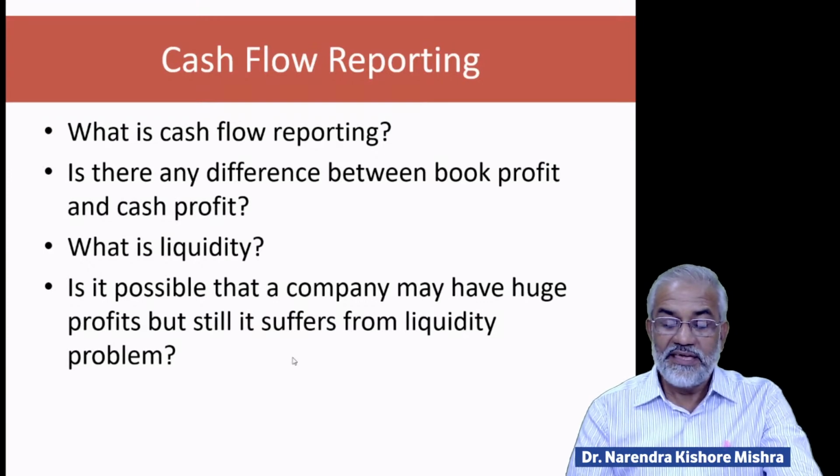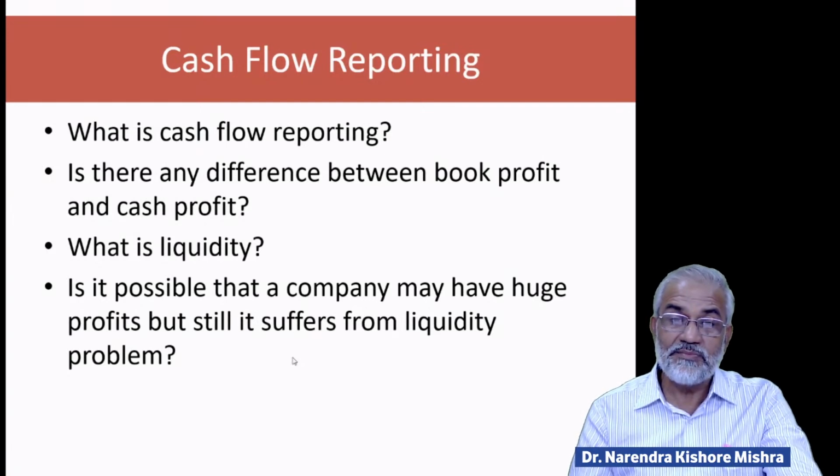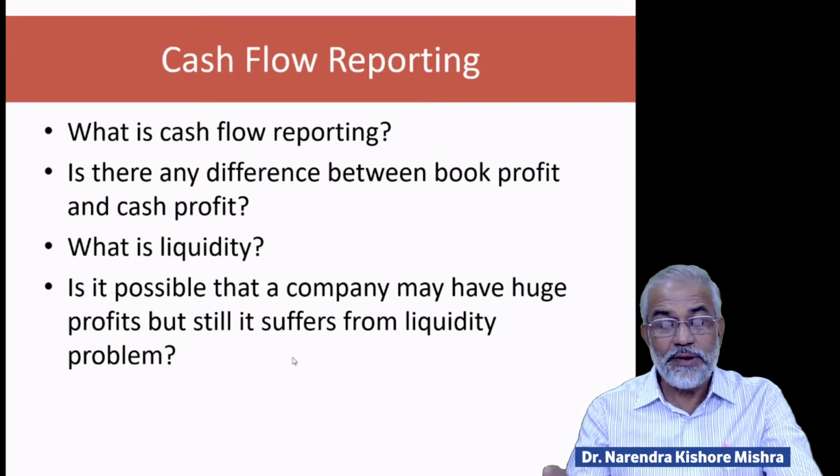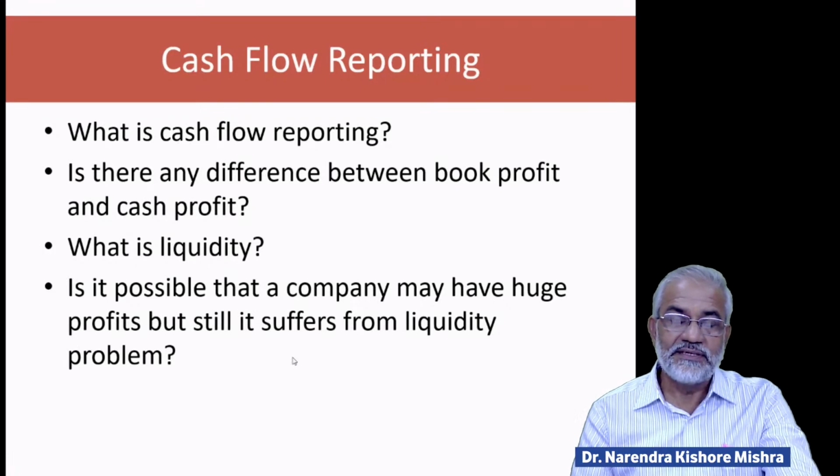But if a part of the sale is a credit sale, that means the sale is effected, but it gives rise to debtors because the money has to be collected on a subsequent date. When that collection stretches beyond the financial year, then what will happen? To that extent, there will be a shortfall of cash between the book profit and the cash profit.